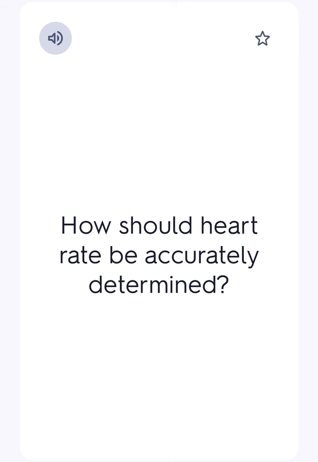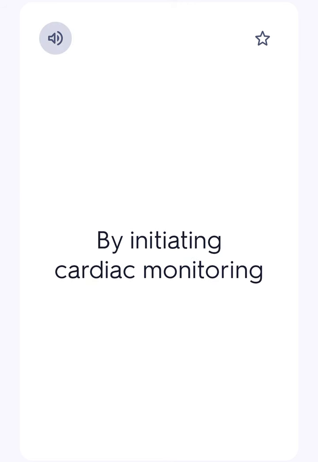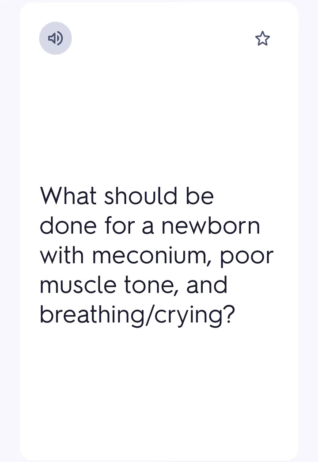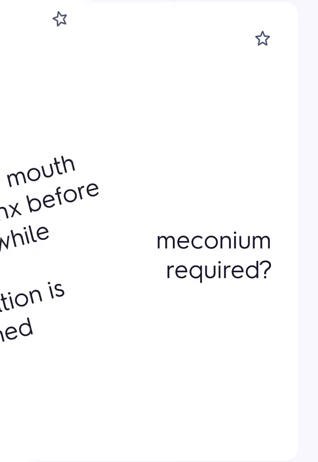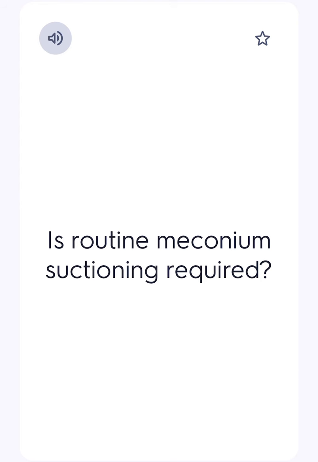How should heart rate be accurately determined? By initiating cardiac monitoring. What should be done for a newborn with meconium, poor muscle tone, and breathing/crying? Suction the mouth and pharynx before the nose while ensuring oxygenation is maintained. Is routine meconium suctioning required? No.